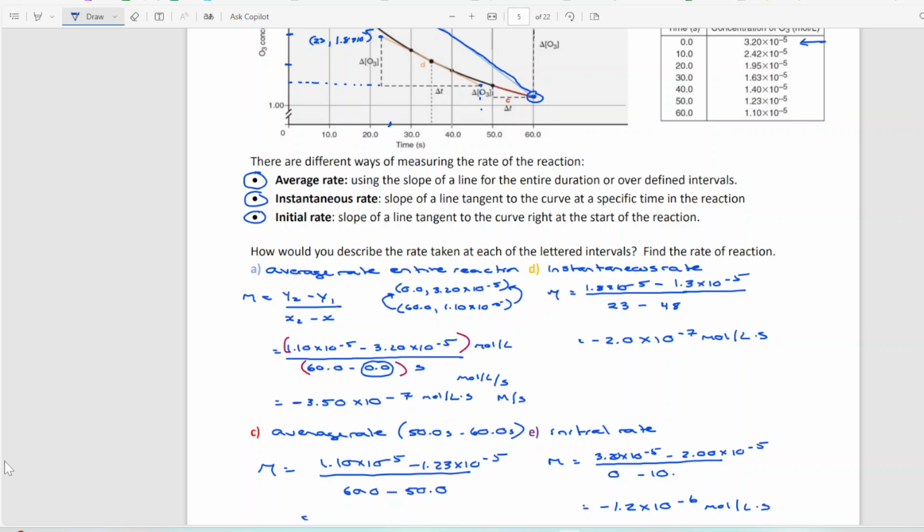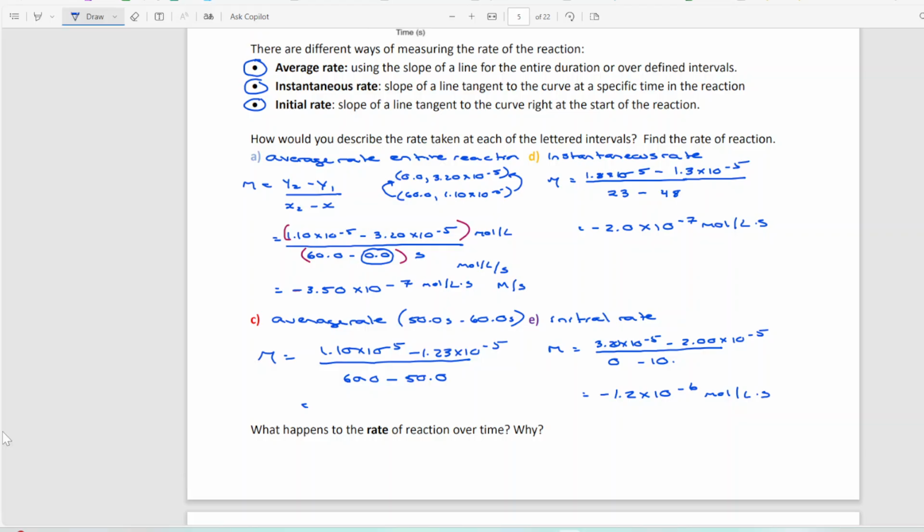So 1.1 times 10 to the negative 5 minus 1.23 times 10 to the negative 5 equals, divided by 10, which leaves me with negative 1.30 times 10 to the negative, I'm going to guess 7. 1, 2, 3, 4, 5, 6, 7. Yep. Moles per liter second.